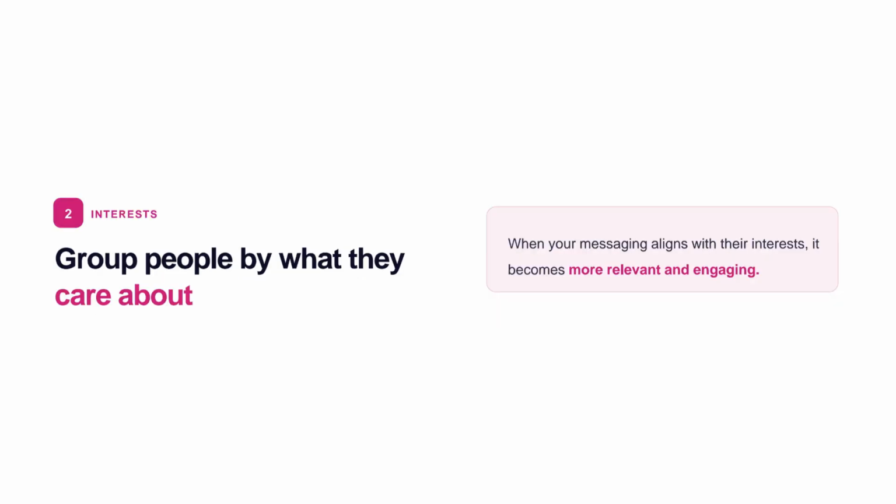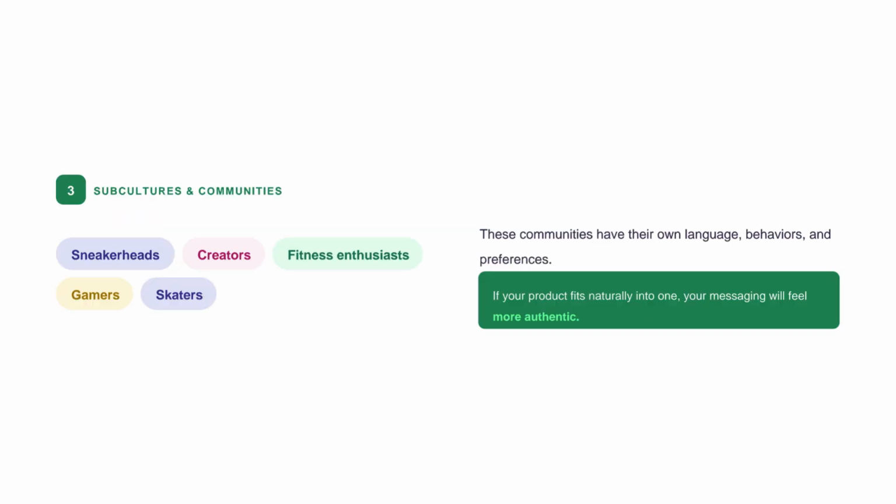Second is interests. You can group people based on what they care about. If you speak directly to their interests, your message instantly becomes more relevant and less generic. Third is subculture. Think sneakerheads, skaters, fitness communities, or creators. These are tight groups with their own language and behavior. If your product fits into one of these, you can build messaging that feels very natural and specific.